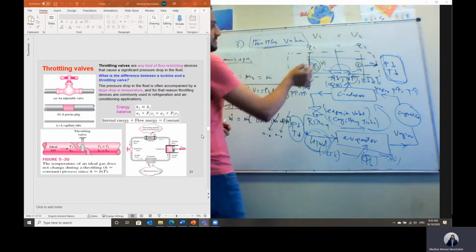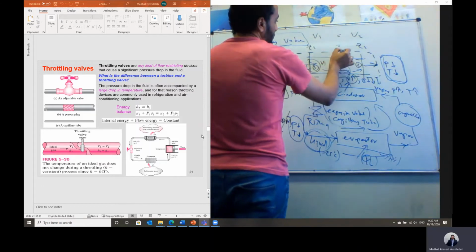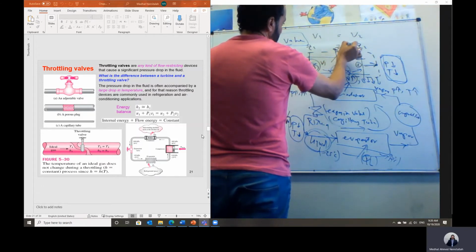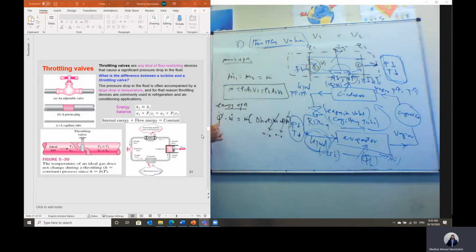In this case, this is a very small dimension valve, so we don't have heat transfer. Heat is equal to 0. And we don't have any kind of work, it is just flow, so work is also equal to 0. So now we are left with what? The change of enthalpy through the throttling valve will equal 0, or we can say H1 will be the same as H2.